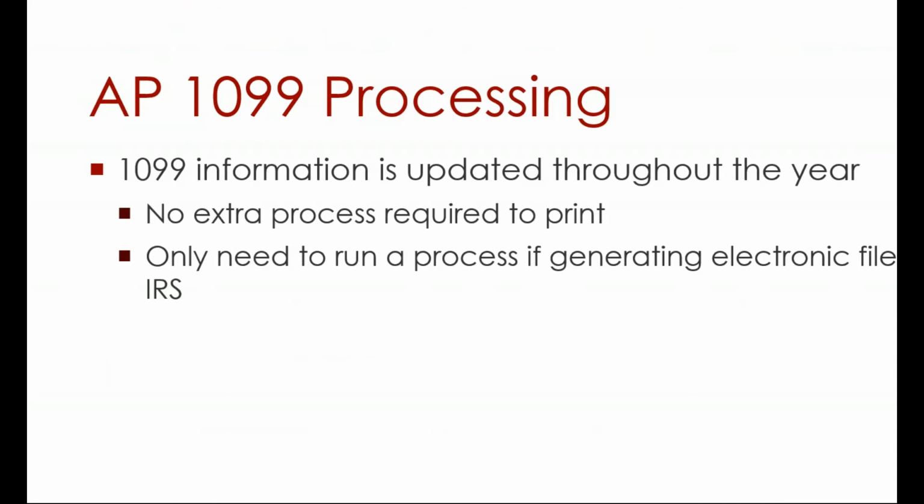1099 amounts are updated throughout the year. So as we have vouchers coded with the 1099 box number and those are paid, and the vendor's flagged as a 1099 vendor, as they're paid, those 1099 amounts are going to be accumulating. There's no extra processes required to calculate and print, that sort of thing. They're all accumulating. You only need to run a process if you are generating the electronic file for sending to the IRS. So a little bit different from the W-2s in that you don't have to calculate. Those numbers are already accumulating throughout the course of the year.